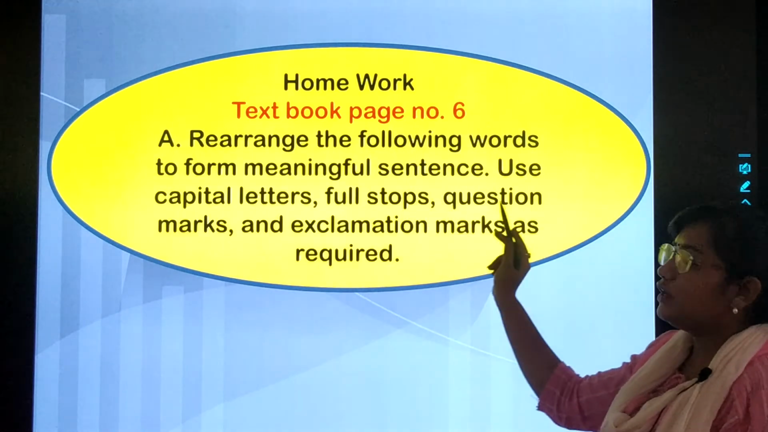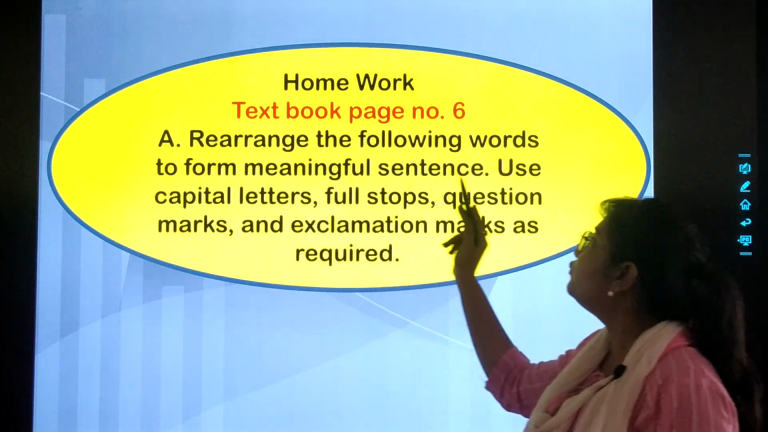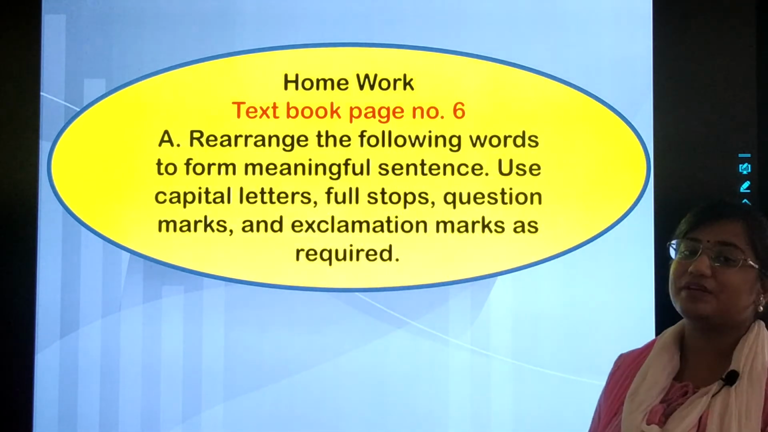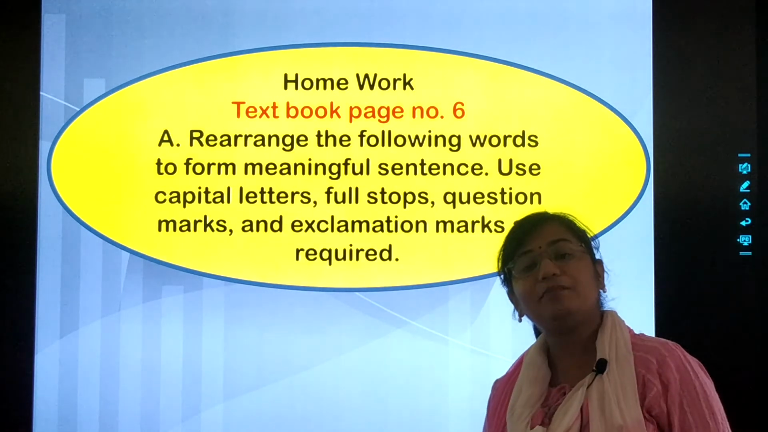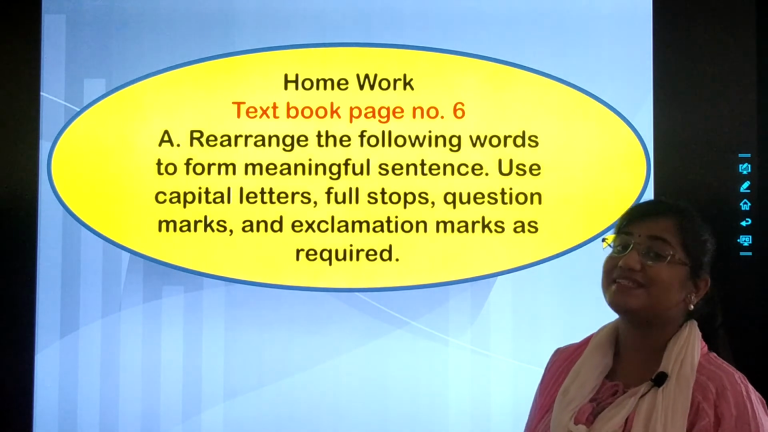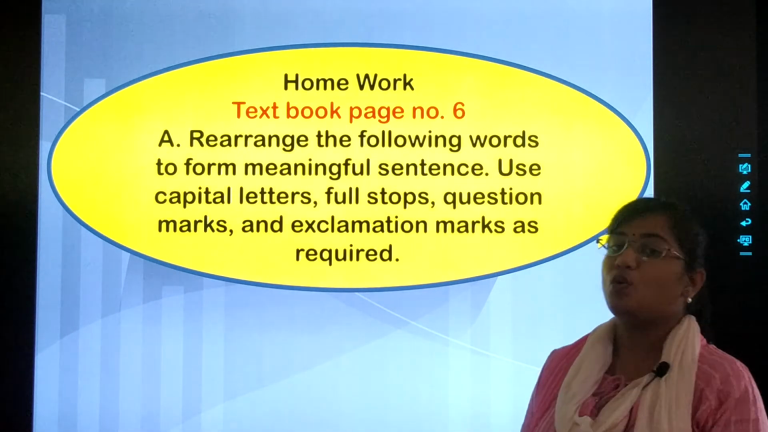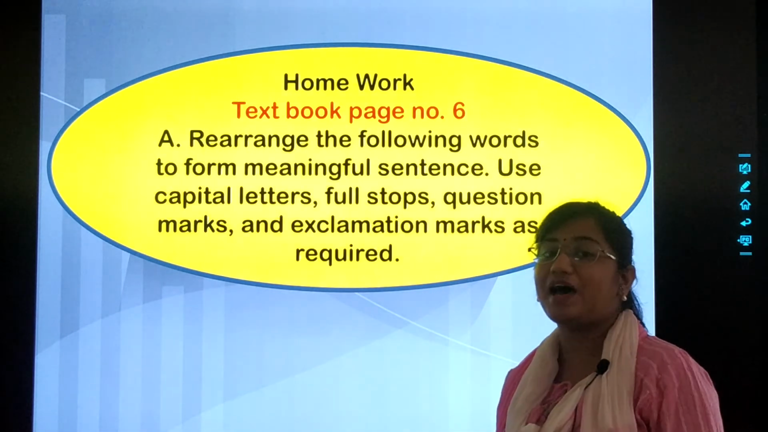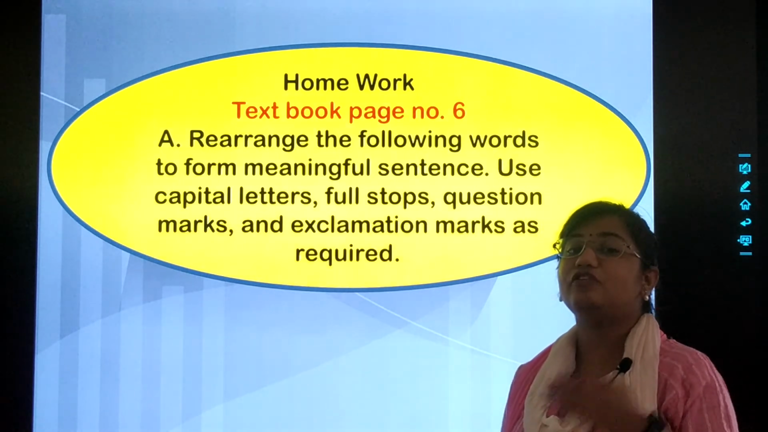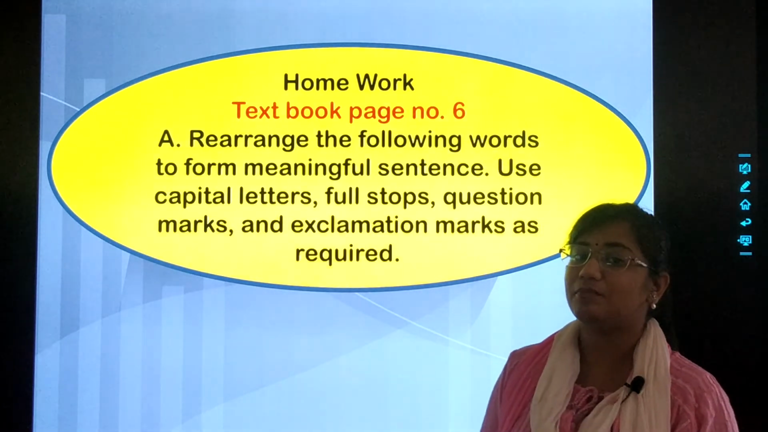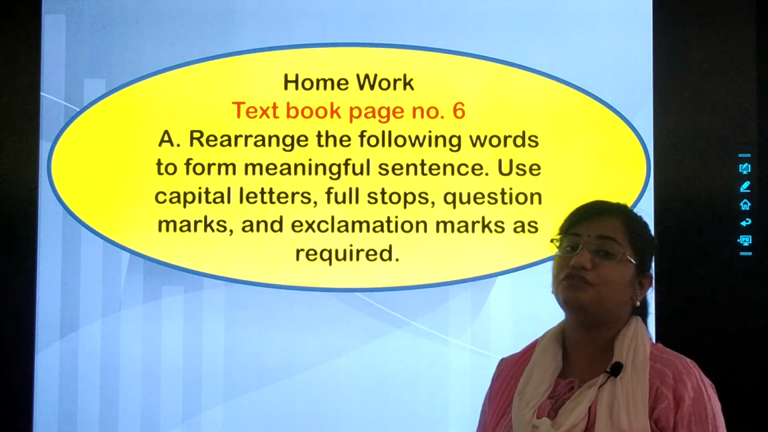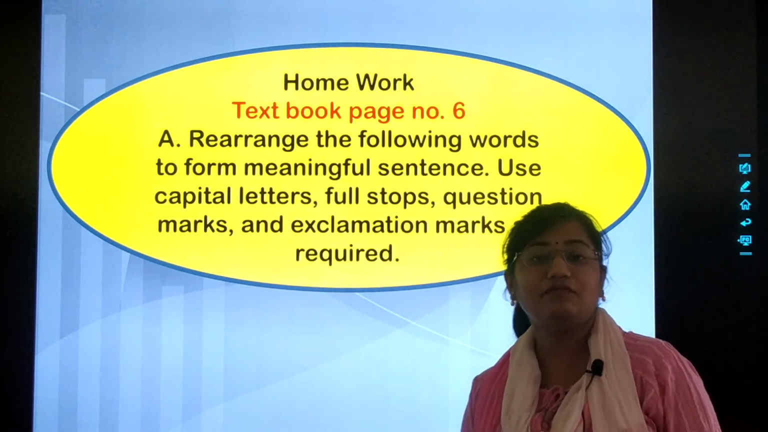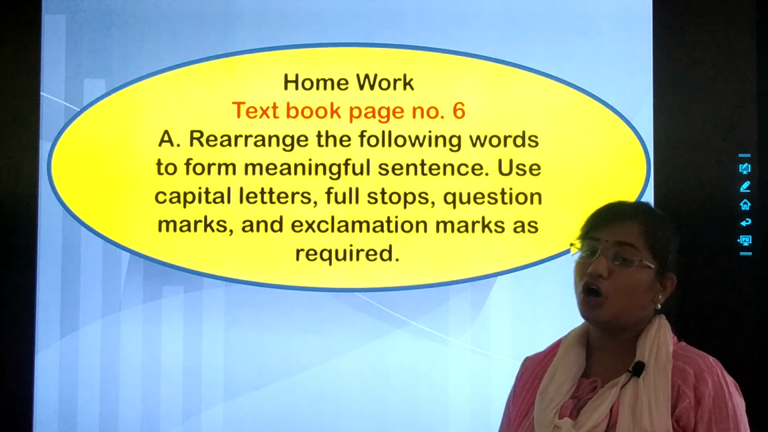Rearrange the following words to form a meaningful sentence. Use capital letters, full stops, question marks and exclamation marks to form a sensible sentence. 1, 2, 3 are done by both of us and the remaining ones you will be practicing by your own. When you are done with this, do send me a photo so that we can see whether we have learned it properly or not.